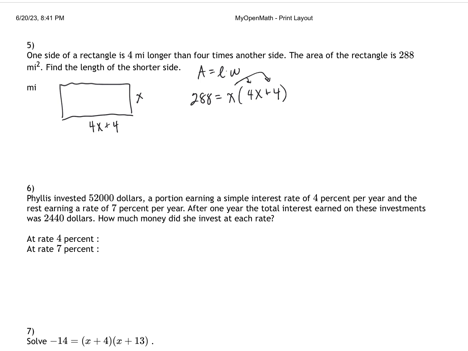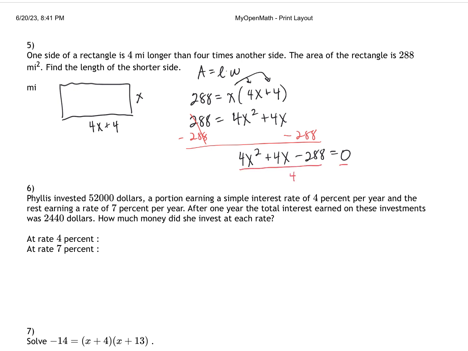So we would distribute the x. So 288 equals 4x squared plus 4x. We would want it set equal to 0. So we would have 4x squared plus 4x minus 288 equals 0. I think we could divide by 4. I always like to divide by the number in front if it's evenly divisible, because then my numbers are smaller, so it's easier to work with. So that would give us x squared plus x minus 72 equals 0. And then this one will factor.